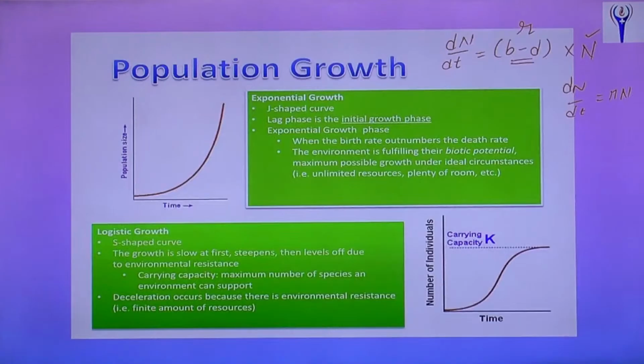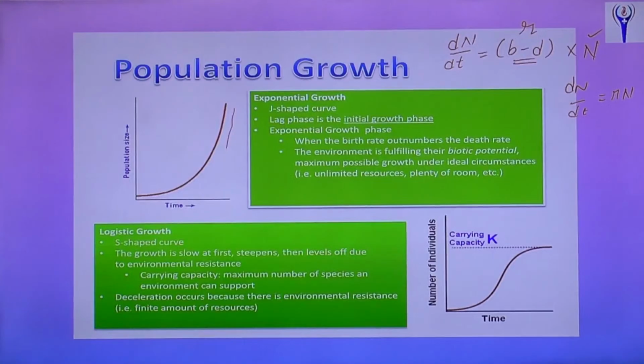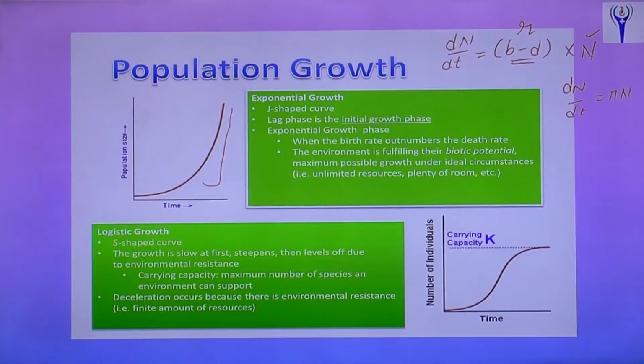This graph is a J-shaped graph. See, you can see a J-shaped graph. This happens only when the resources are unlimited and there is no competition between various species. Okay, and the integral formula of this is Nt = N0 e^(rt), where Nt is the population density at time t, N0 is the initial population density, e is the base of natural logarithms, and r is the intrinsic rate of natural increase.